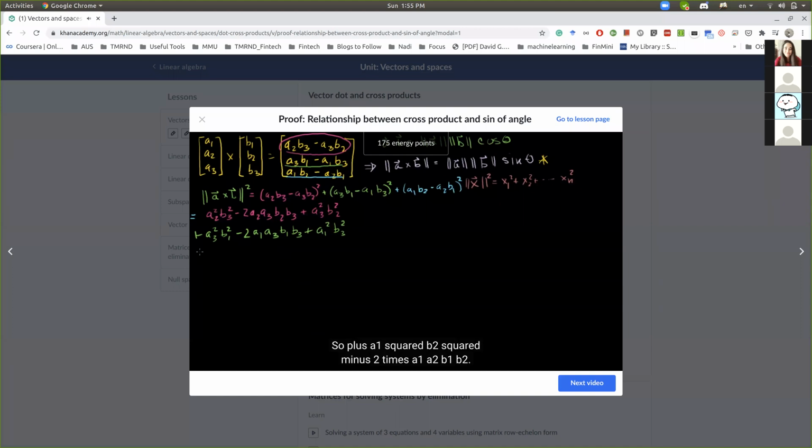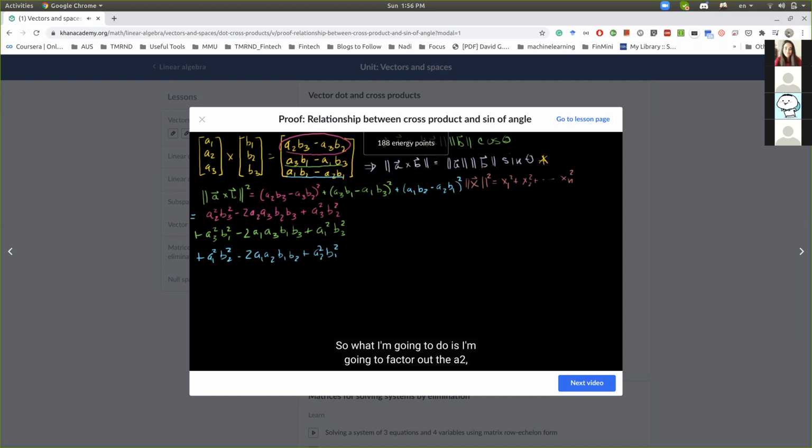So plus a1 squared b2 squared minus 2 times a1 a2 b1 b2 plus a2 squared b1 squared. So there you go. Now let's see if we can write this in a form. Well, I'm going to write this in a form that I know will be useful later.